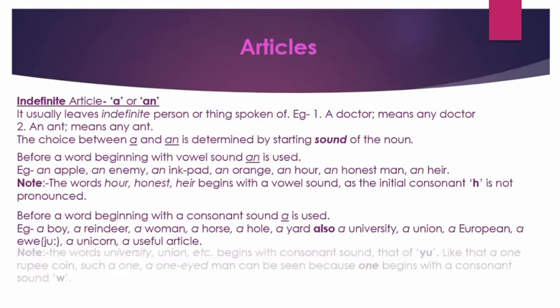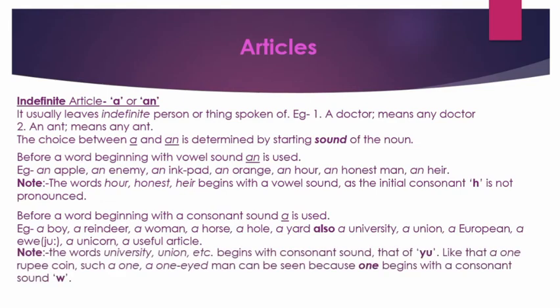There is also a note given for you. The words university, union, etc. begin with a consonant sound, that is of U. Like that, a 1 rupee coin, such a one-eyed man can be seen, because 1 begins with a consonant sound W.